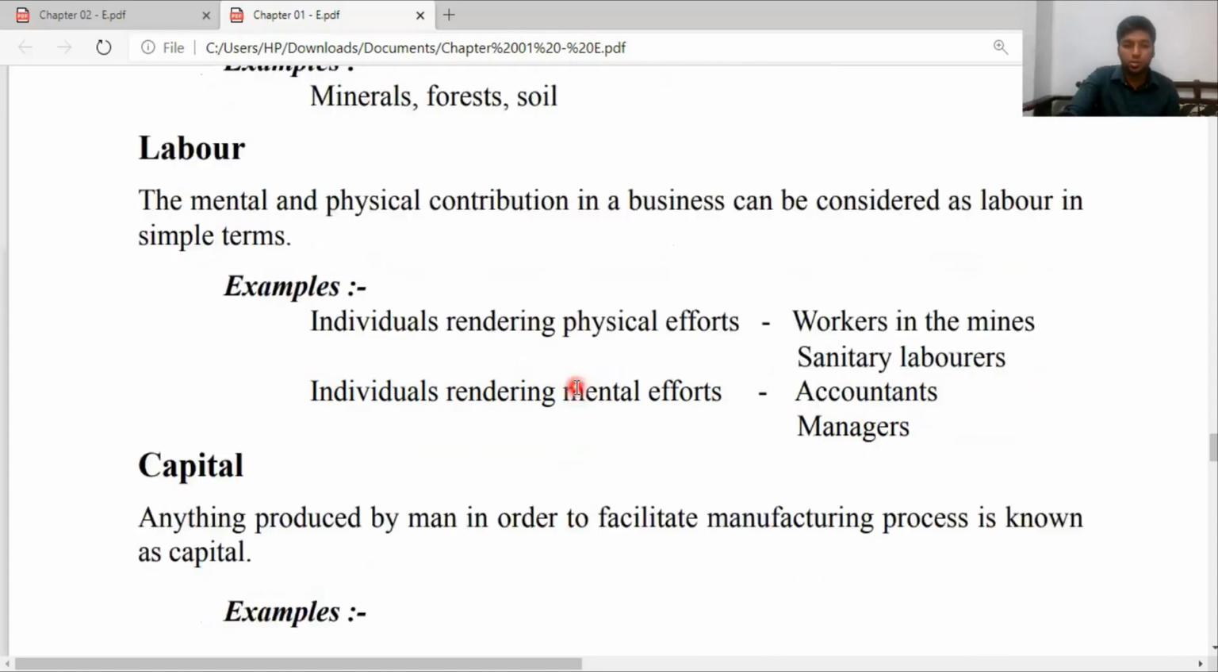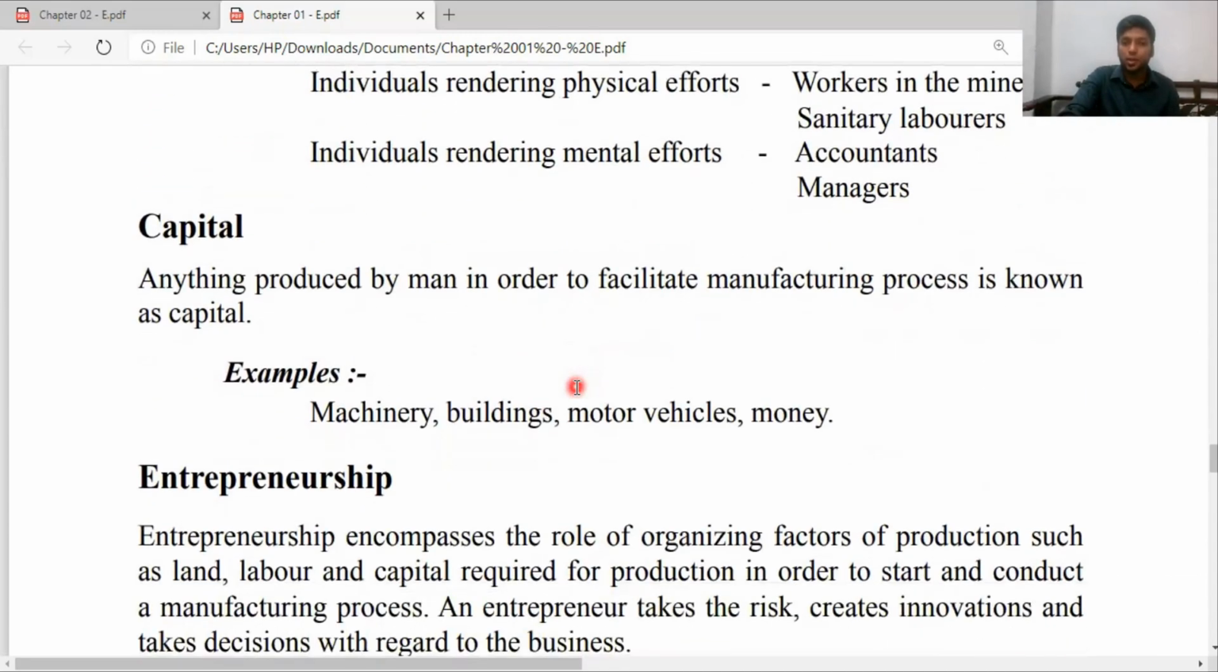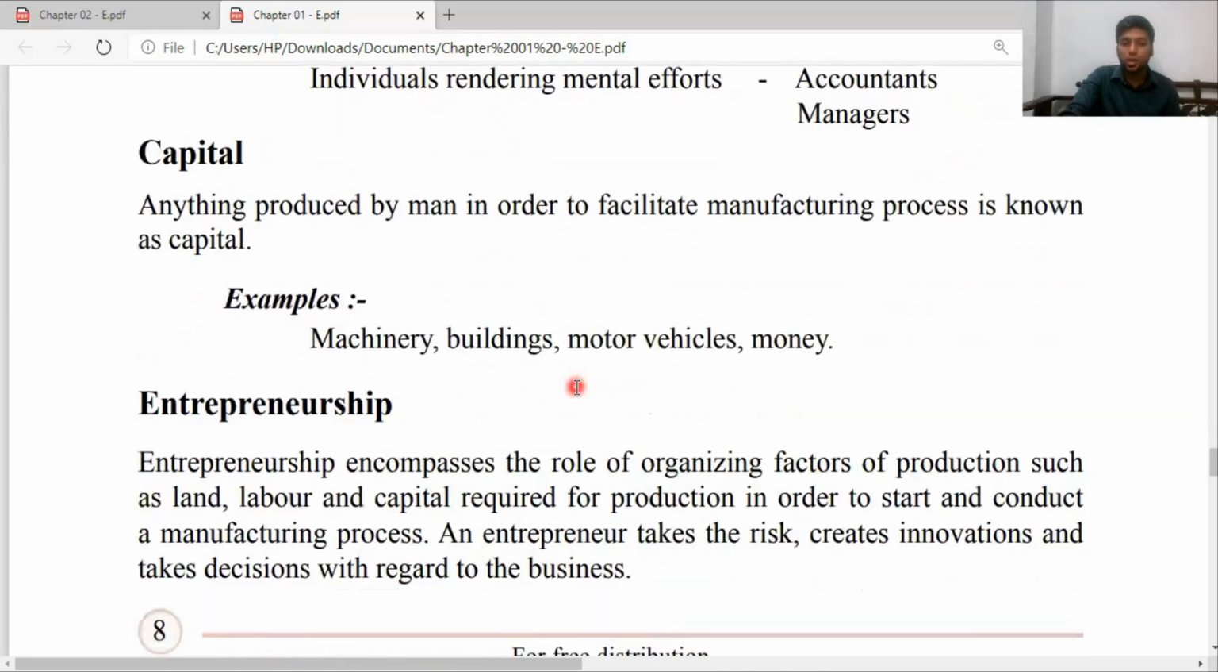So let me move on to the third term, capital. Anything produced by man in order to facilitate the manufacturing process is known as capital: machinery, buildings, motor vehicles, money. Let me remind you of the two different meanings of capital in business studies and accounting. In accounting you will learn a formula: asset equals capital plus liability. There, capital is the investment made by the owner. That's what we say in accounting terms. But in business studies terms, you need to remember: anything produced by man in order to facilitate the manufacturing process. This is very important to know.